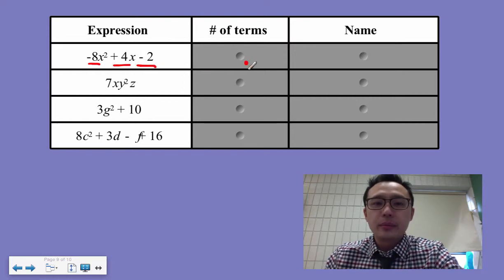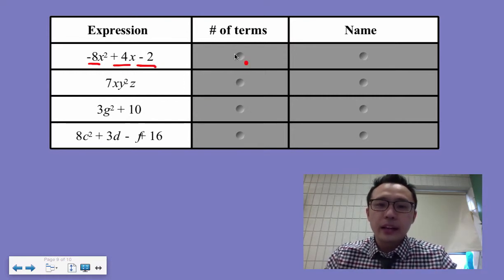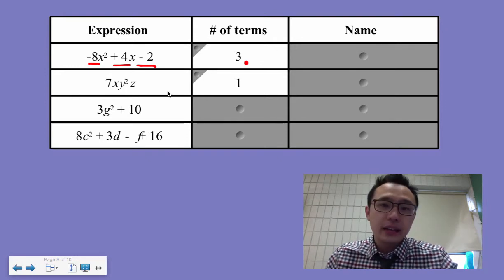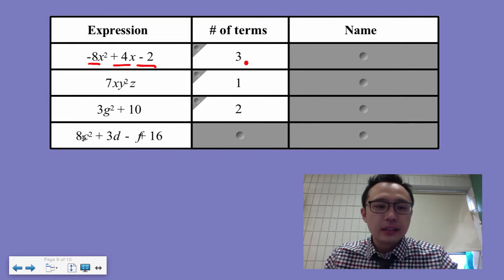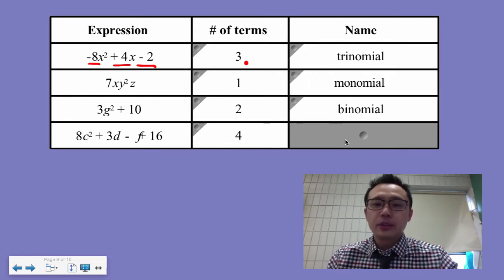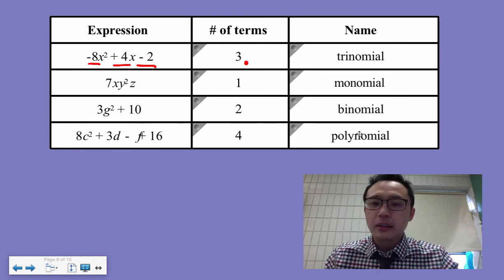There are three terms, and we're going to get 3. This one, even though it looks like x, y, and z, there's just one term, because there's nothing added or subtracted after that. And then this one has 2, right? And this one has 1, 2, 3, and 4. Okay, the names for these ones: trinomial for 3, monomial for 1, binomial for 2, and if you have more than 3, well, you use a lot of them, which is polynomial.